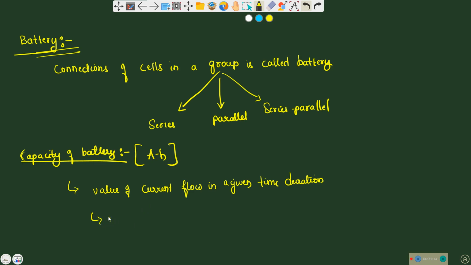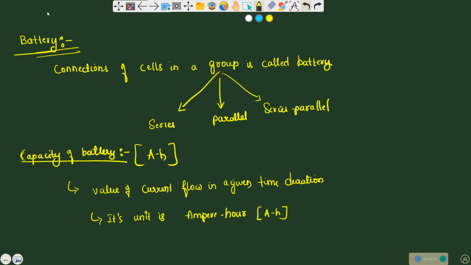So if I talk about its unit, just now I discussed, its unit is ampere hour. Simply you can say ampere hour. See, if you want to see the capacity of battery, if you are having a bicycle or a motor vehicle, just go and remove the battery panel, and you can see the ampere hour written on the battery. Okay, that is the capacity of battery.